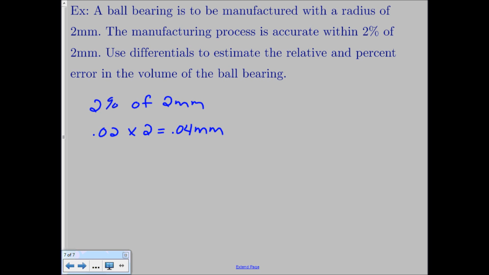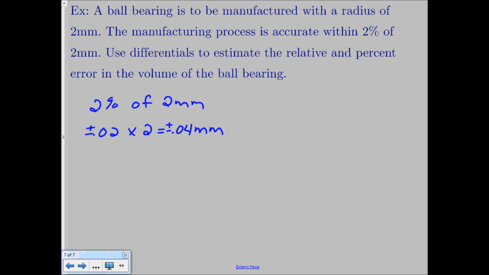But the thing about error is it says within. So that means we can be within plus or minus 0.04 millimeters of 2 millimeters. So you could be a little smaller or a little bigger. The plus and minus signs are really important to take into account because you can either be bigger or smaller, which is going to give you the plus or minus on your delta.